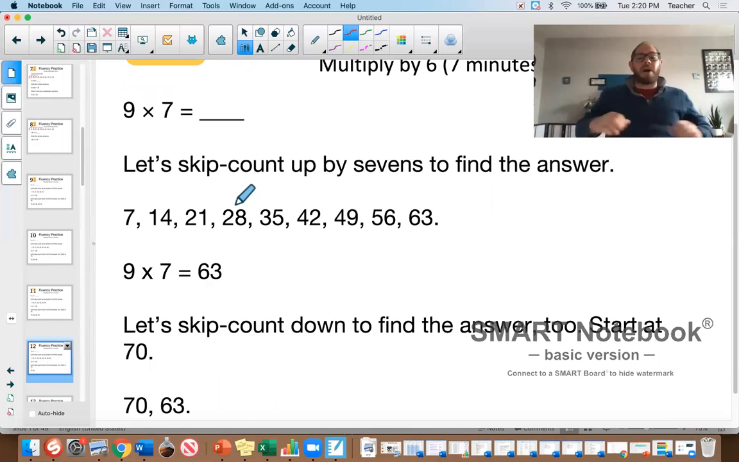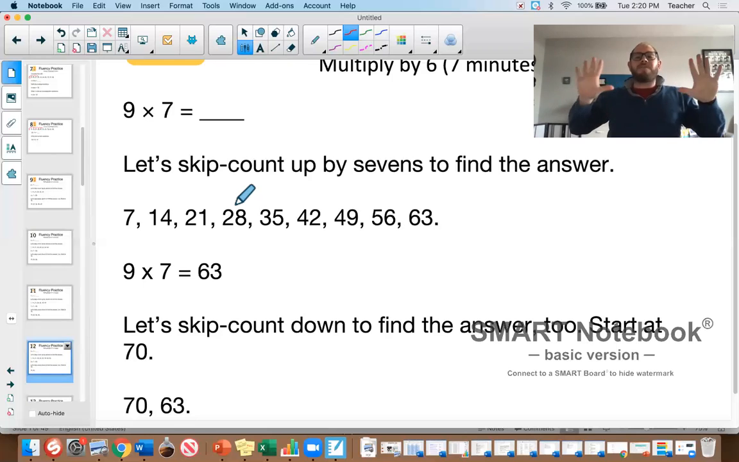All right, let's skip count up by 7s again. 9 times 7, we're going to end up with 9 groups of 7. I'm not going to count this time. I'm going to let you do the counting, but I will show you the fingers and the math hands. So, nine times 7 is 63.